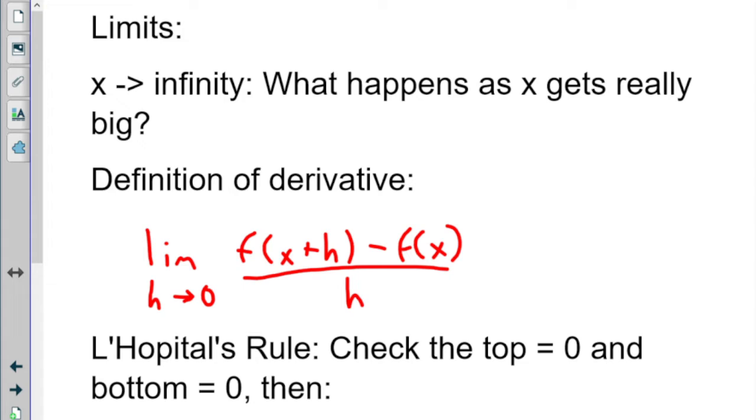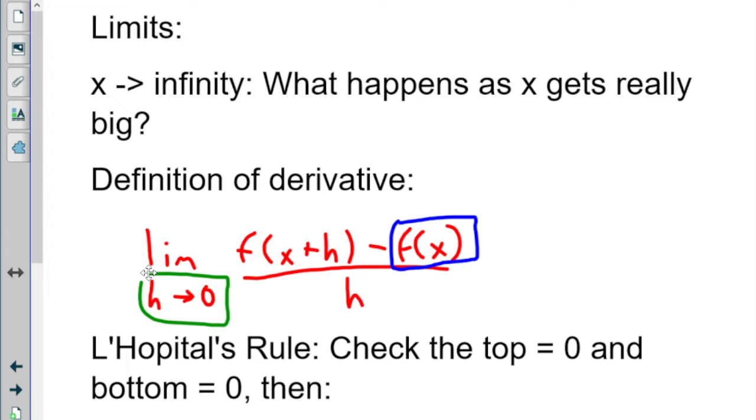Definition of derivative. Don't forget about this structure. This is a derivative question in disguise. It's got our slope structure, change in y over change in x, and especially if it has that limit as h approaches 0. If there's a number here instead of x, take the derivative, plug in the number. If there is just the f of x, then it wants the derivative of whatever this function is.